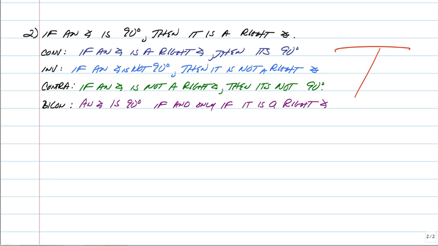The inverse would be, if an angle is not 90 degrees, then it is not a right angle. True, if it's 89, it is acute. If it's 100, it is obtuse. If it's 180, it's straight. But anything other than a 90-degree angle is not going to be a right angle. Contrapositive, if an angle is not a right angle, then it is not 90 degrees, a true statement. So since the conditional and the converse are true, then that means the biconditional will be true. So we can write that statement as an angle is 90 degrees if and only if it is a right angle. So everything is true, as I mentioned before.